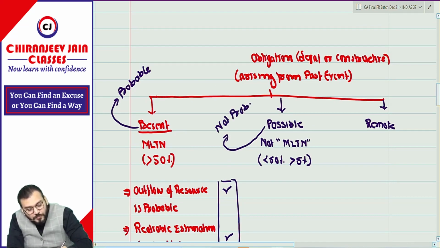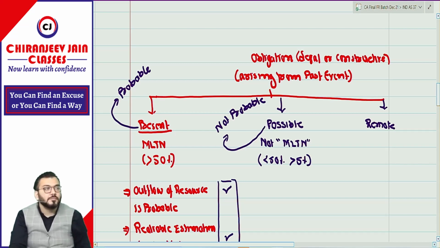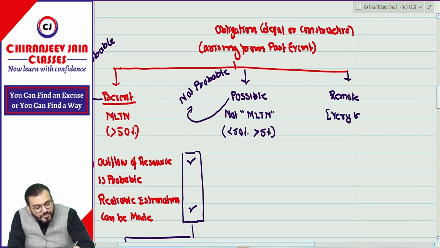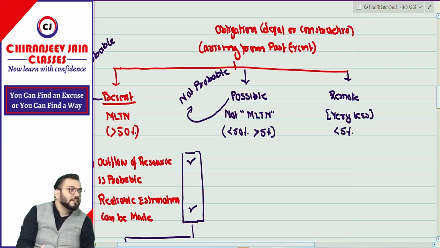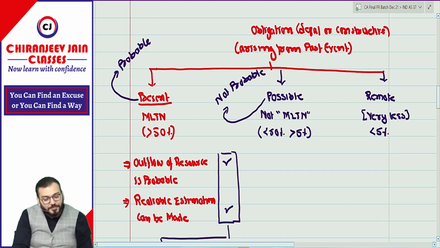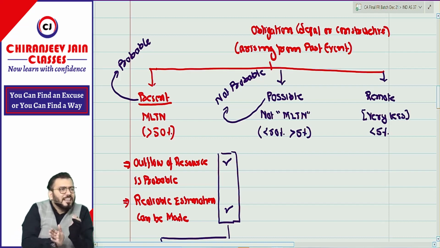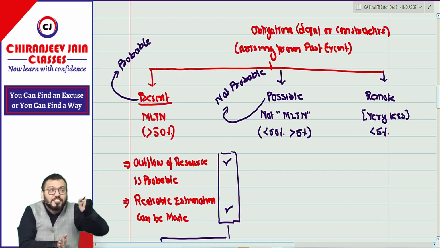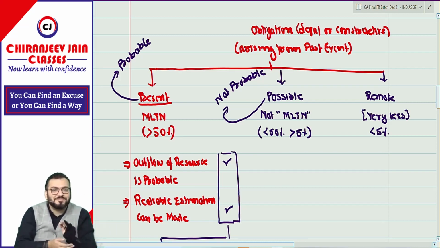Not probable. Correct. And remote means very less chances of occurrence. It means less than what? Less than 5%. Understood? Correct? Now, can I say if the obligation is remote, then as per the materiality concept, we should ignore it.